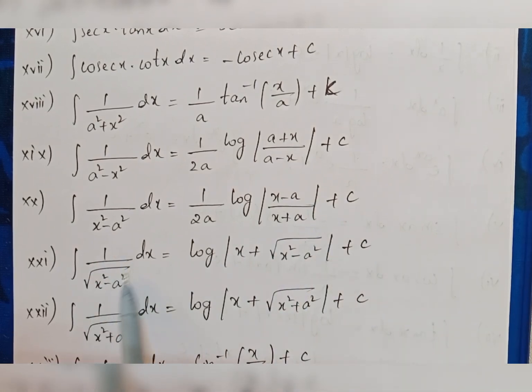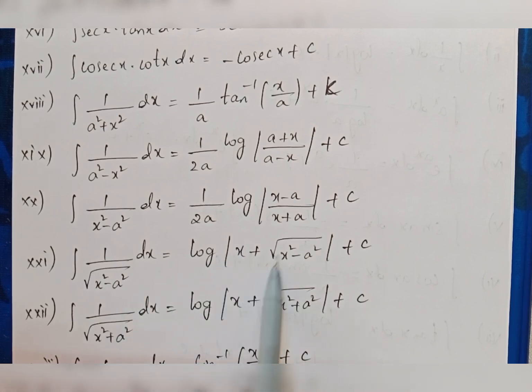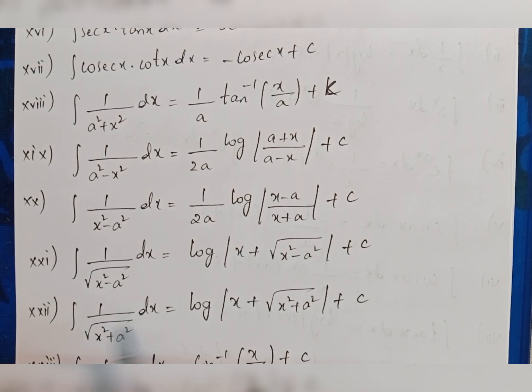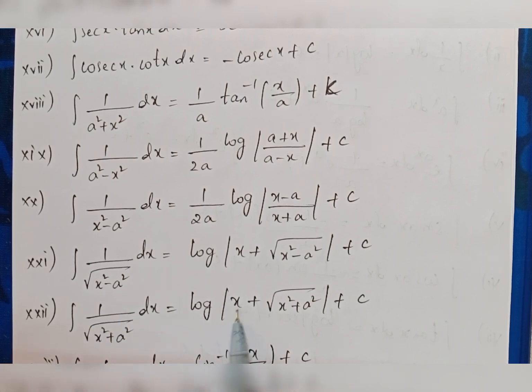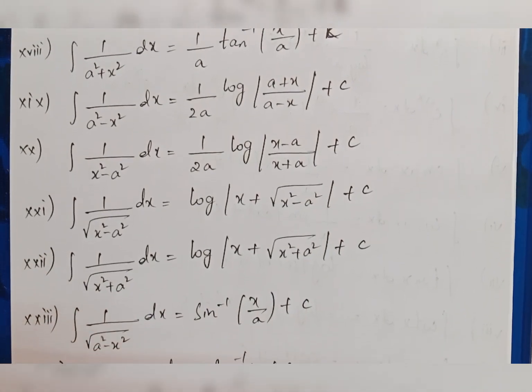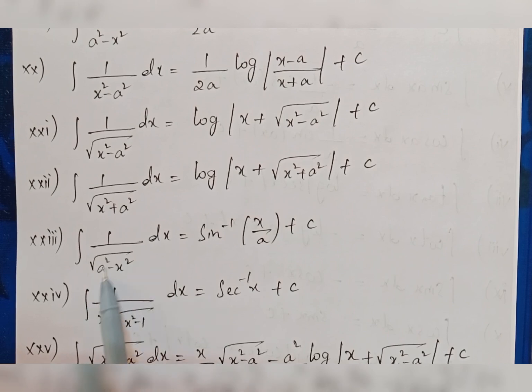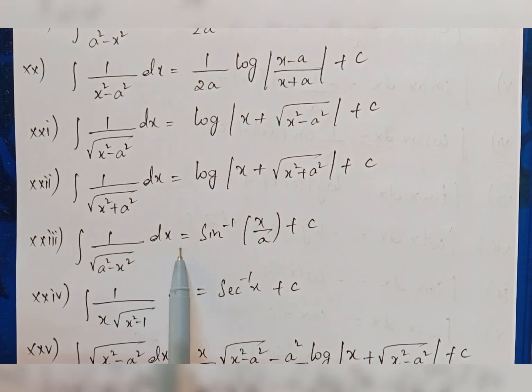Integral 1 by root of x square minus a square dx is equal to log mod x plus root of x square minus a square plus c. Integral 1 by root of x square plus a square dx is equal to log mod x plus root of x square plus a square plus c. Next, integral 1 by root of a square minus x square dx is equal to sine inverse x by a plus c.